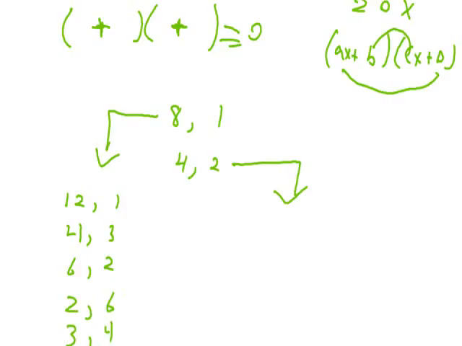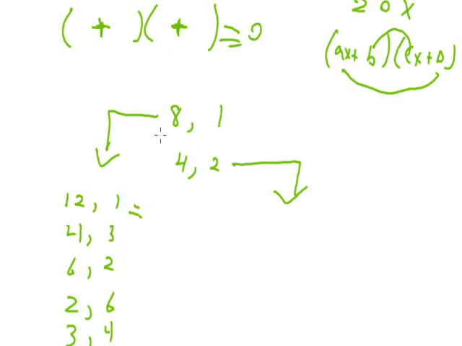And 112. Now what we have to do is multiply this 8 by this 12, add it to this 1 by this 1, and we do this with all of them, of course. And we have to try to find one of these combinations that when you add those together, you're going to get this middle term 20.